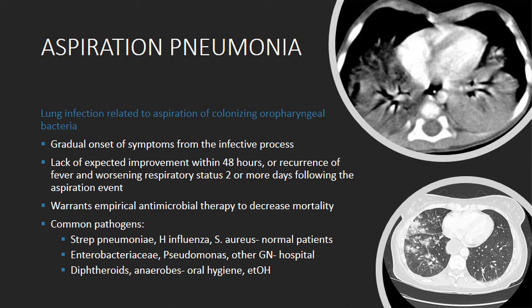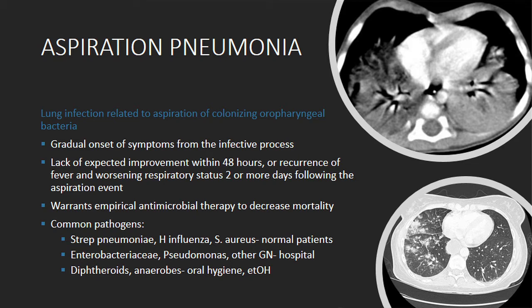Aspiration pneumonia, on the other hand, is a lung infection related to aspiration of colonized or pharyngeal bacteria. It usually has a gradual onset of symptoms and does not present acutely. As I said, the lack of expected improvement within 48 hours after a suspected aspiration, or in a patient at risk of aspiration, is suggestive of pneumonia rather than pneumonitis, and it warrants empirical therapy if we don't know what the pathogen is.